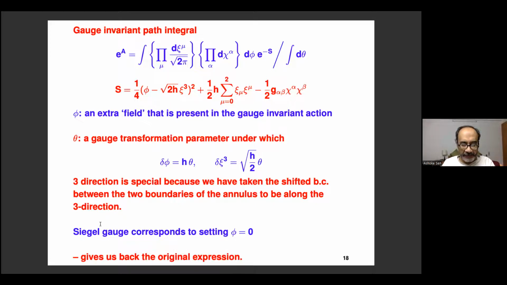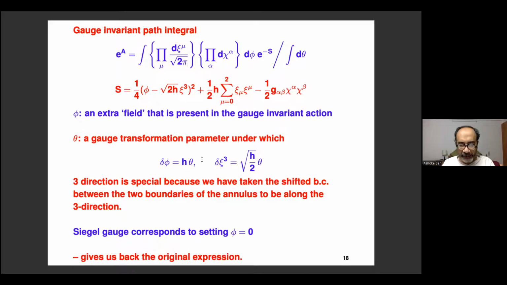Siegel gauge, in this language, corresponds to setting phi equal to 0. And as you can see, for H non-zero, that's a perfectly legal gauge choice because phi does transform under gauge transformation. So when you set phi equal to 0 here, you get back the original action. The theta integral is gone because you have gauge fixed.